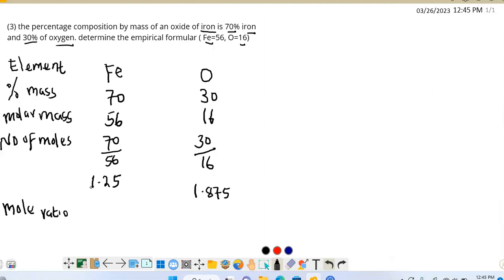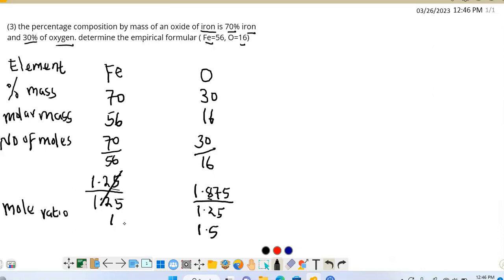Both of them start with 1, but after the decimal point, here we have 2 and here we have 8, which means this one is smaller. Therefore we divide both sides by the smallest value, 1.25. When you divide 1.25 by 1.25, you get 1 because they are equal. When you divide 1.875 by 1.25, you get 1.5.